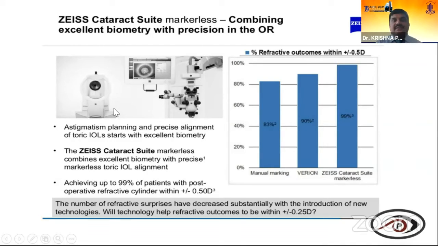Here you can see the comparison between the manual marking and the Zeiss cataract suite. You can see how accurate the results are, almost 99%. We have even marked manually, then we took the patient and cross-checked with this. It's almost accurate, but once again, it gives you a lot of confidence when you are working with such equipment, when you are doing these premium IOLs.